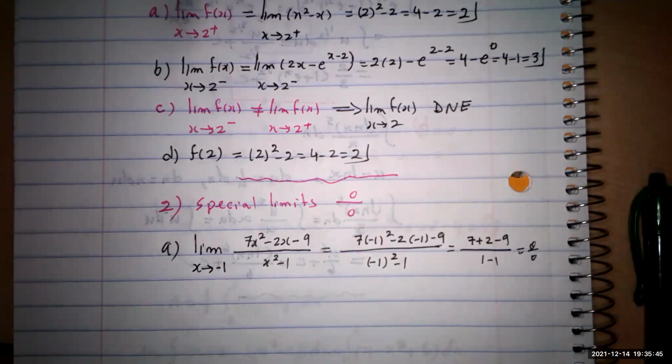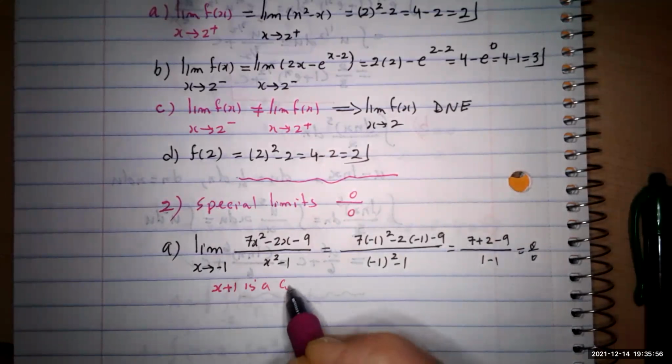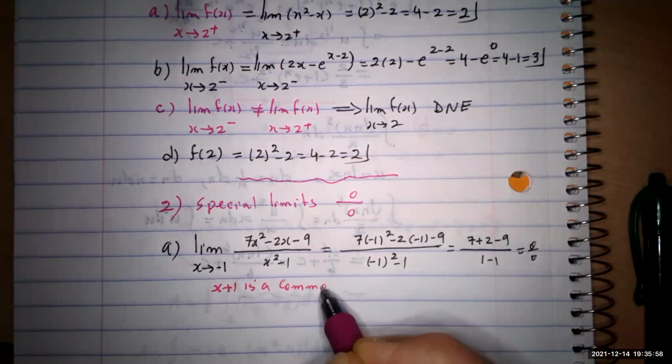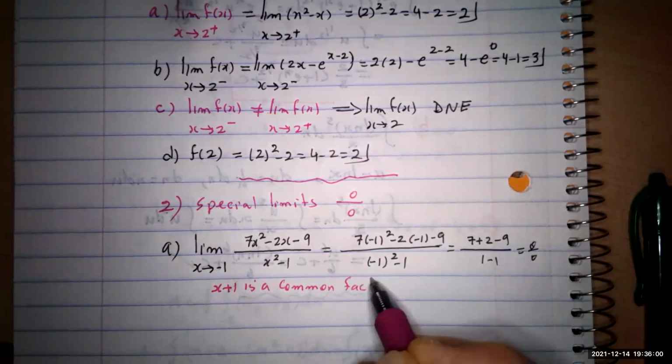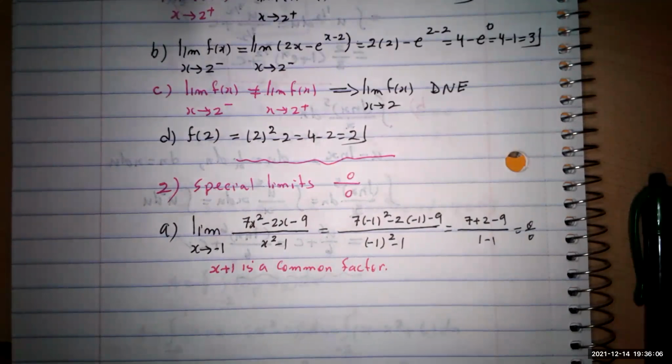So this means the top and the bottom have a common factor. That common factor is going to be x plus 1. I just remind you, you don't have to write down on the test that x plus 1 is a common factor. That's why we get the 0 over 0. So go back, pull out this common factor from the top and the bottom, and simplify it, then substitute to get your limits.